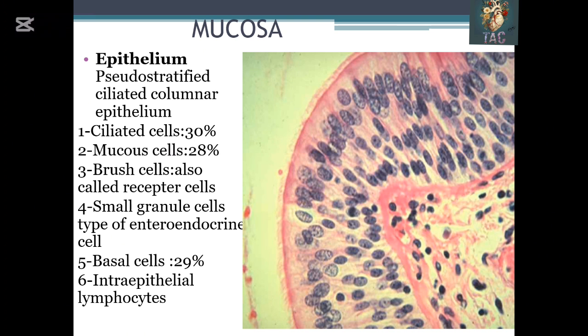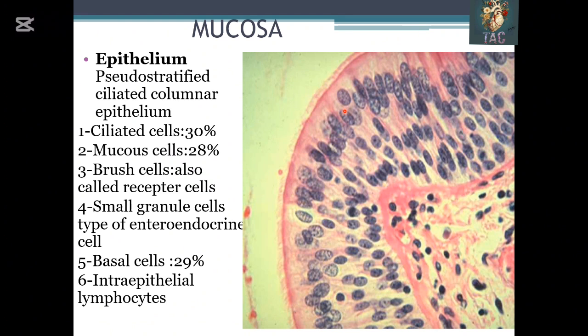First concentrate on the mucosa. The mucosa is basically formed by three parts: the epithelium with its basement membrane, the lamina propria, and then the muscularis mucosae. The epithelium here in this slide is pseudostratified columnar ciliated epithelium. The cells present in this epithelium are a large number of ciliated cells, nearly 30%, and in addition the mucous cells are also present, which are usually 28% in this epithelium.